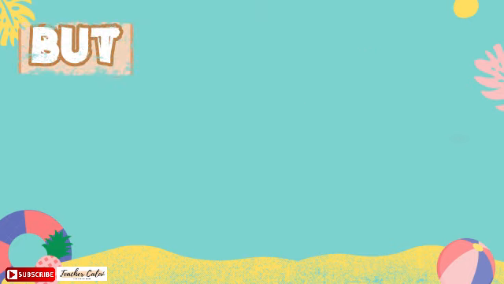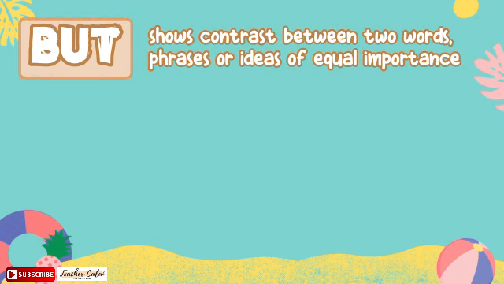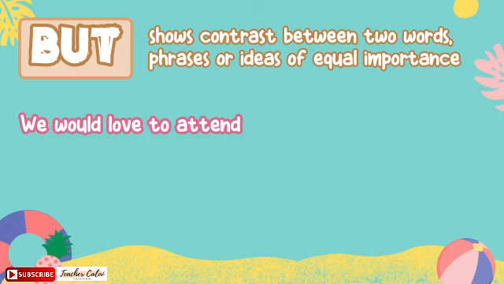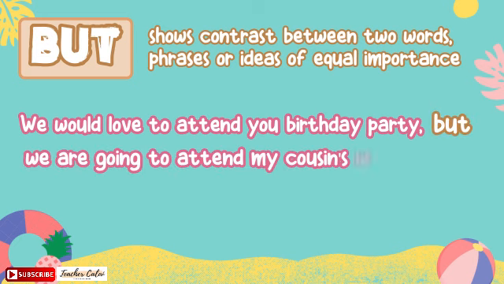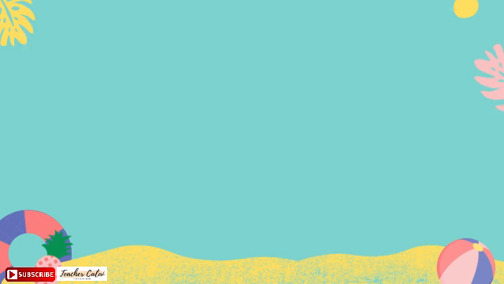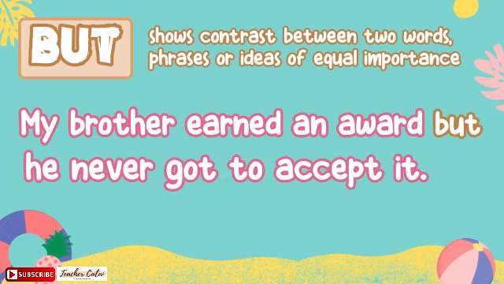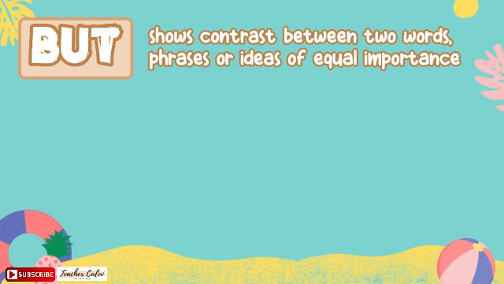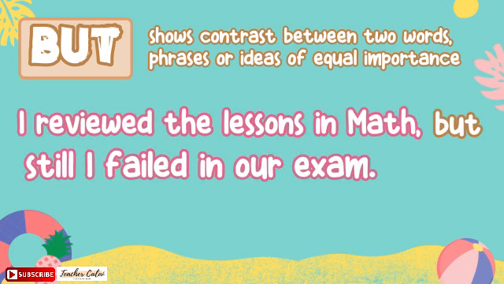Now for the conjunction "but," it shows contrast between two words, phrases, or ideas of equal importance. Example: We would love to attend your birthday party, but we are going to attend my cousin's wedding on that day. My brother earned an award, but he never got to accept it. I reviewed the lessons in math, but I still failed our exam.